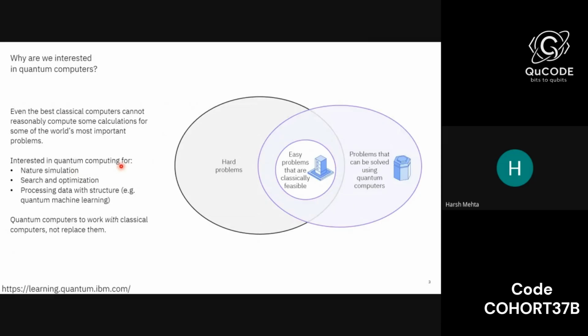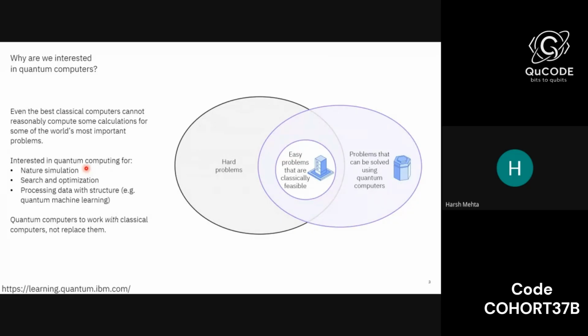So again, why are we interested in quantum computers? We are interested in quantum computing mainly for nature simulation, search and optimization, and processing data with structure. For example, for nature simulation, we want to see how a particular molecule behaves under various conditions. We want to understand the dynamics of the molecule, which will help in creating better materials, better drugs, lighter materials, and better alternatives to plastic. So obviously that is one thing.